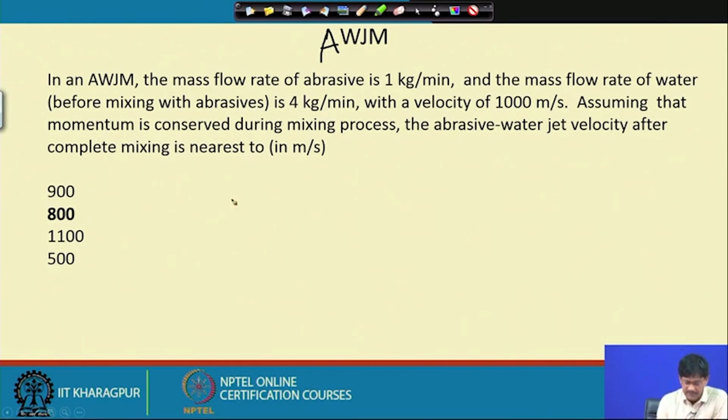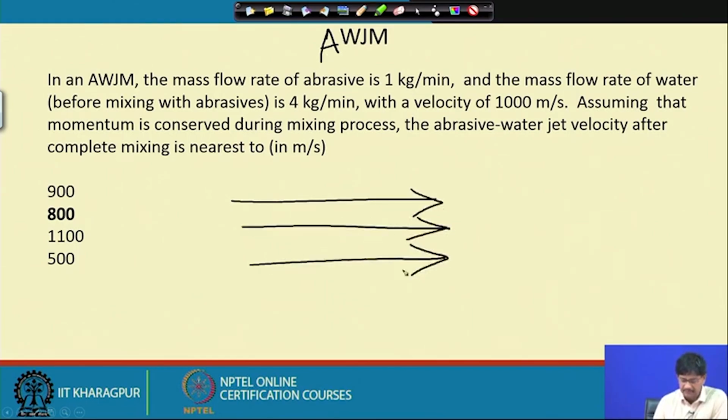So, what is this dealing with? In abrasive water jet machining, what happens is water is coming at high speed, and it is having a definite mass flow rate. The mass flow rate is given to be 4 kgs per minute.